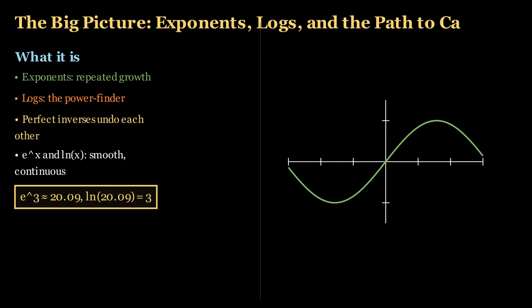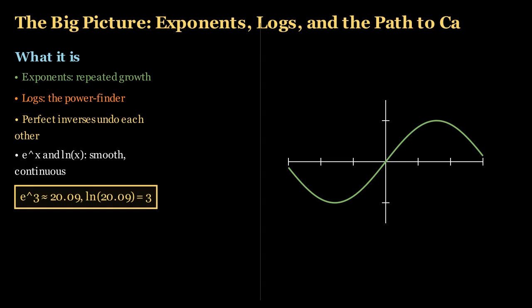And when we use the special number e as the base, we get two beautifully smooth, continuous functions, e to the x, and its inverse, the natural log of x. They connect repeated multiplication to the idea of a continuous curve, which is exactly what calculus needs.